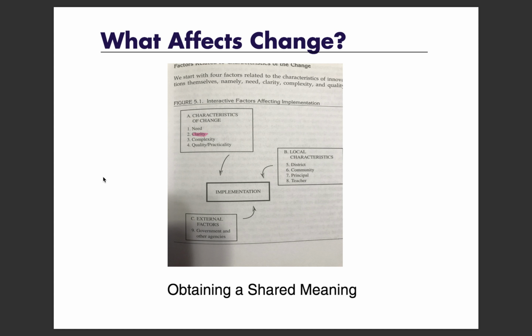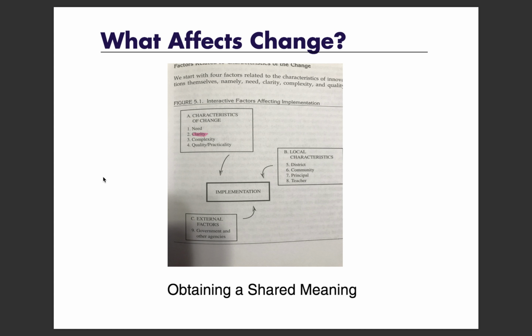So we go on to chapter 5 and what affects change. And I liked this graphic representation. You can see in my book, I had read through this chapter years ago, and the one thing I highlighted and I still feel is very significant on this graph is clarity. As you read through the chapter, I want you to grasp why clarity is so important.